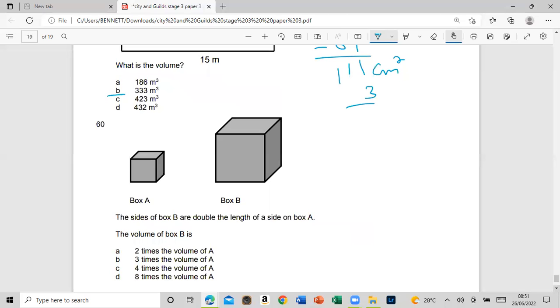Alright, so the last one is a volume question. I think I did this on an earlier one. The volume of a box with double the length. Again, we're going to use 2 and 1 to compare the volume of box B. So the volume is 2 times 2 times 2, and that works out to 8, and this works out to 1. So it's 8 times.